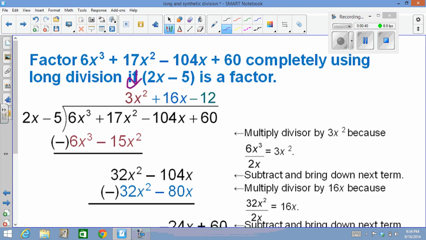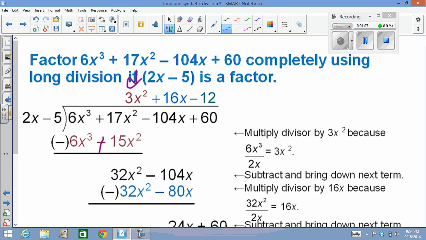And then I'm going to multiply 3x squared times both of the terms that are on the outside. So that's going to give me 6x cubed minus 15x squared. I'm going to draw a line and change the sign, which means I'm going to change the sign of the 6x cubed and the sign of the 15x squared. So that becomes a negative 6x cubed, and it becomes a positive 15x squared. Then I'm going to add down. When I add down, I get 32x squared, and then I'm going to bring down the negative 104.